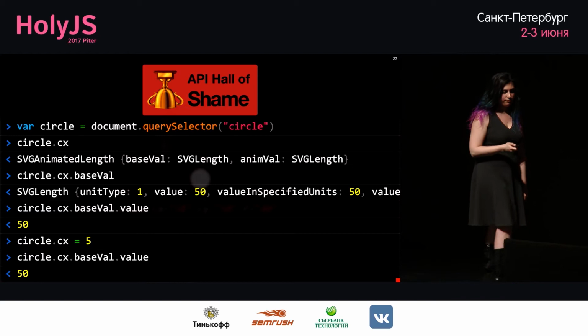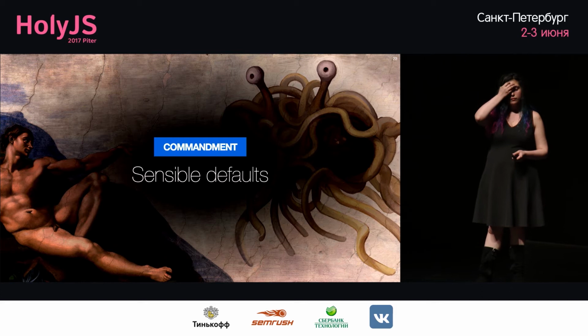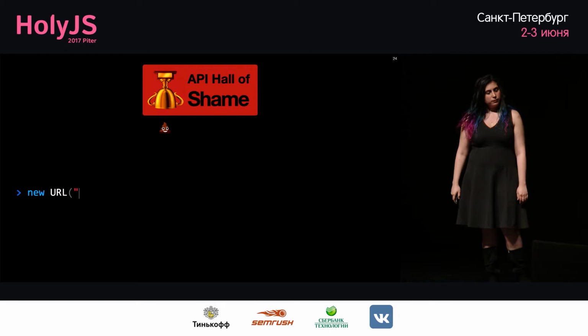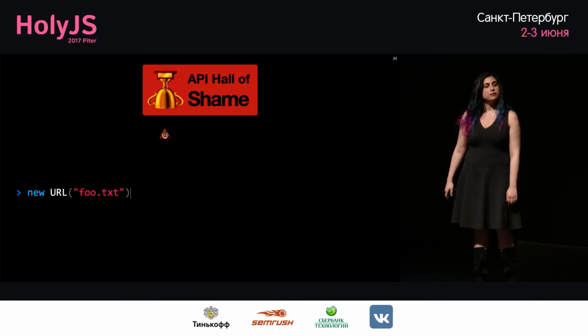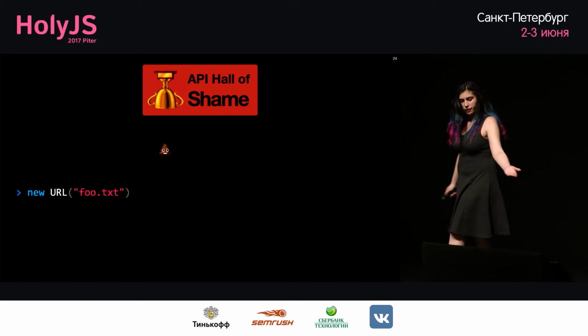So a good way to make the simple easy and the complex possible is sensible defaults. The more sensible defaults you have, the fewer parameters I have to set to call your API. How many of you have used the URL constructor? Okay, a few. So that's a perfectly valid URL, right? I don't expect this to fail. And yet, it fails with a type error.